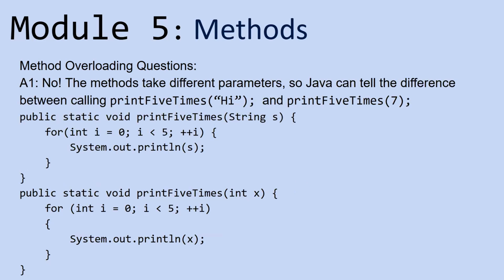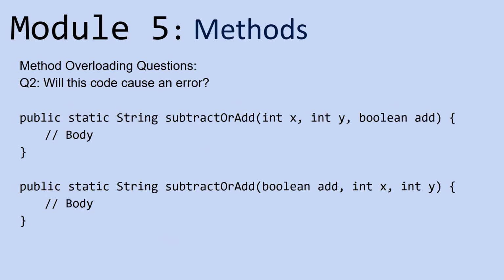No, we would not get an error, because these two methods take different parameters, and Java can tell the difference between calling print 5 times with the string hi and print 5 times with the number 7, because int is very different than string. So Java can tell the difference. These are considered different methods. You won't have an error if these two methods are in the same class.